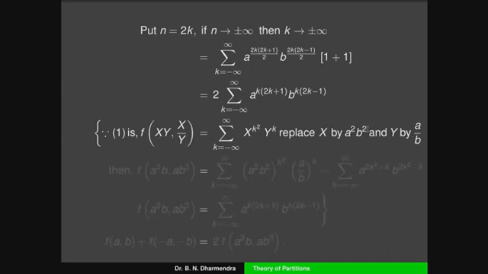x is a square into b square. What is the y value? It is a by b. When I take the product x into y, that is a square into b square into a by b. The b's get cancelled in one term, and here the b also gets cancelled. So when I multiply the terms, a into a square, that is a cube into b. So x into y is a cube into b.